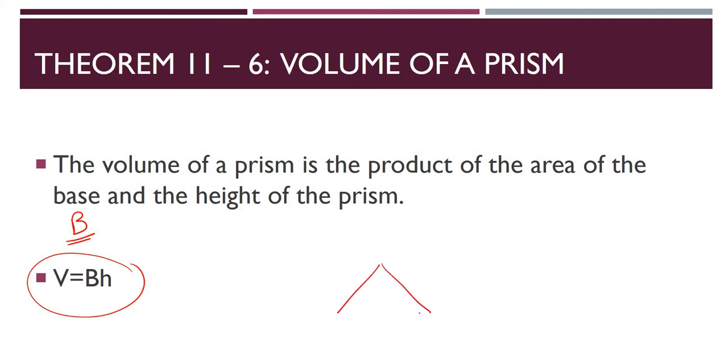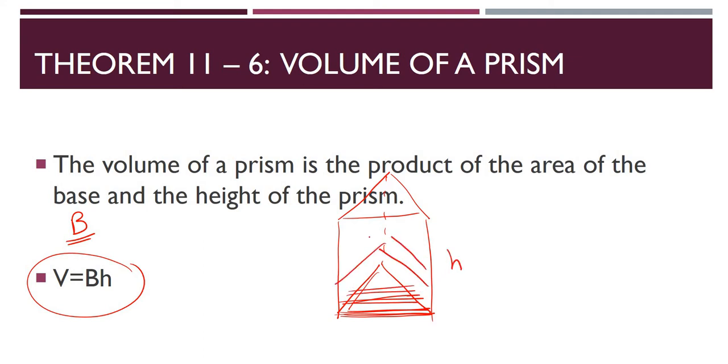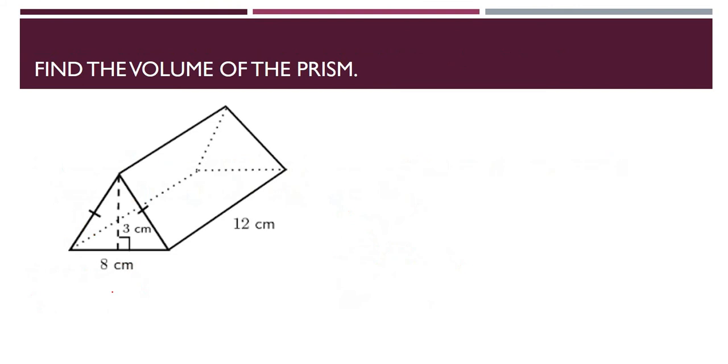So think of it this way. If we have a triangular prism, and the triangle has a certain area, and I stack those triangles up until we have a certain height. So I'm stacking up a bunch of triangles on top of each other. If I take the area of one triangle and multiply it by the height, I have the volume of the entire prism. So let's find the volume of this prism.